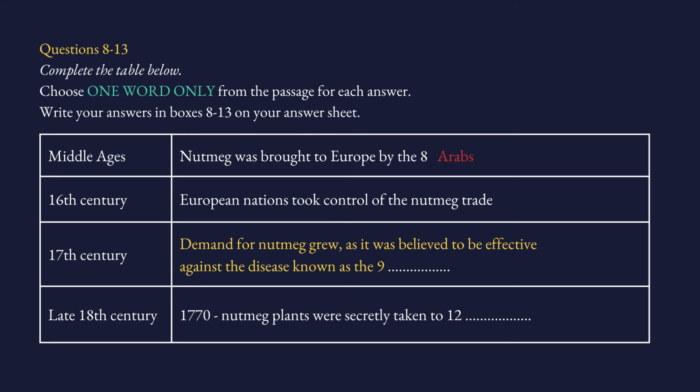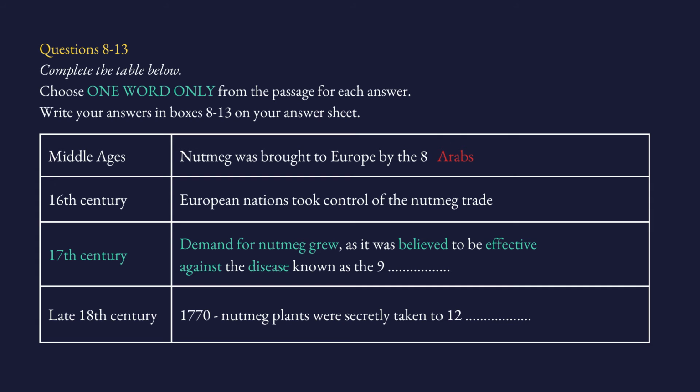Number 9. Demand for nutmeg grew as it was believed to be effective against the disease known as whatever the name of that disease is. What are the keywords? Well, for one thing, 17th century. Then we have this important phrase, demand for nutmeg grew. So this is important. Believed effective against disease. We are looking for these keywords.